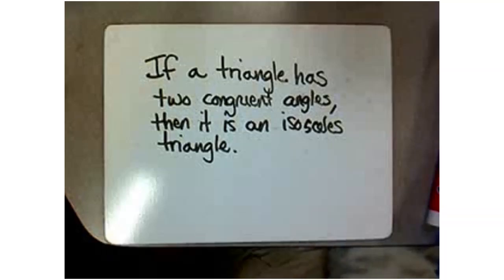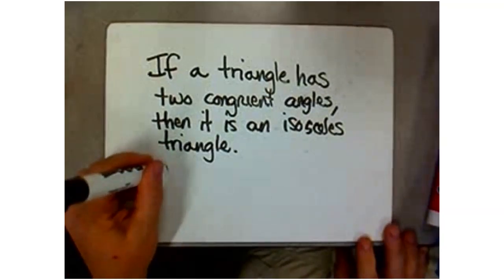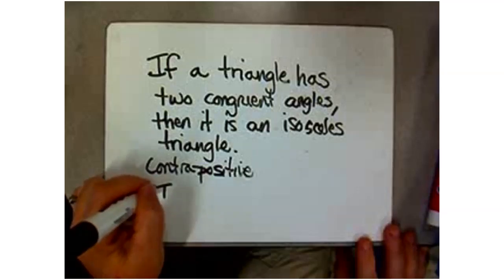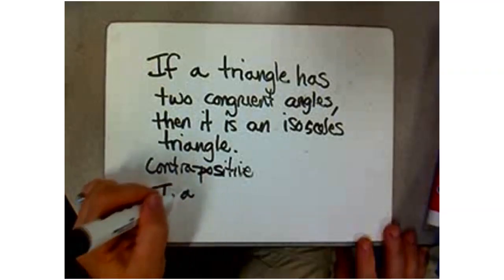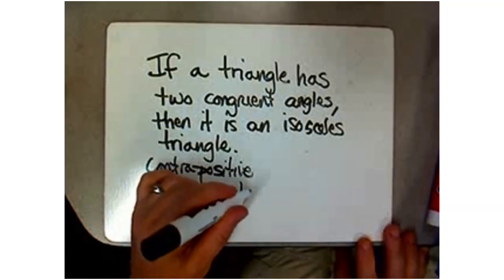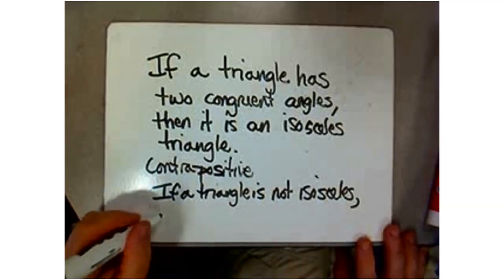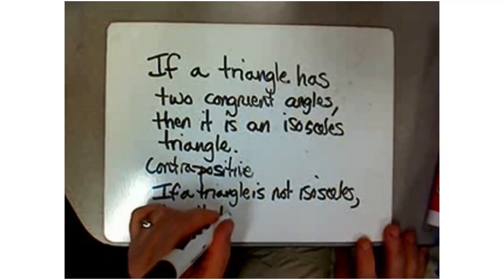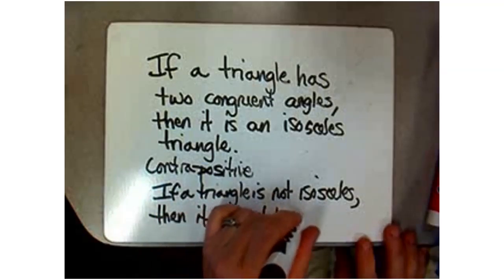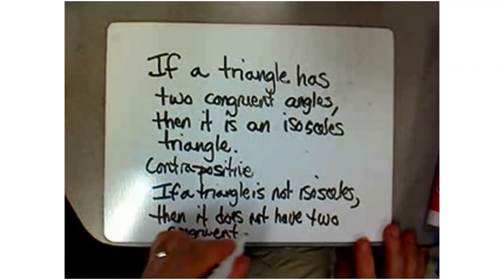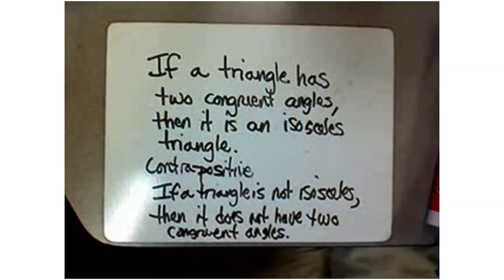All right. We need to write the contrapositive to this statement. So what do we need to do for a contrapositive? Flip it and negate it. Good. All right. So how would we flip it? We'd say, if a triangle is not isosceles, then it does not have two congruent angles. Nicely done. That is the contrapositive, isn't it? If a triangle is not isosceles, then it does not have two congruent angles.